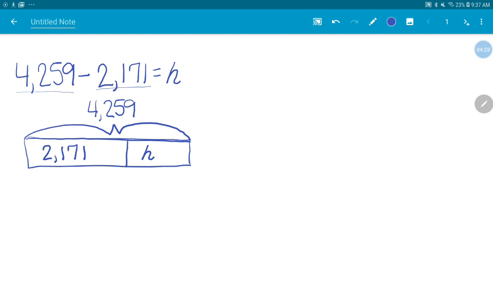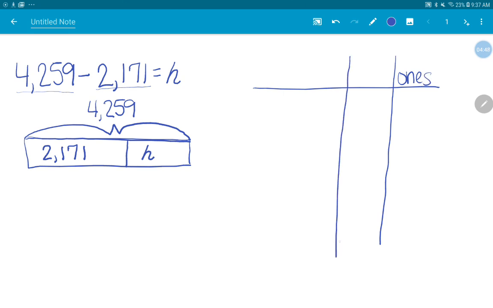All right, so now let's think about how we would represent subtraction on our place value chart. This problem has ones, tens, hundreds, and thousands. Okay. What number would I represent on my chart?